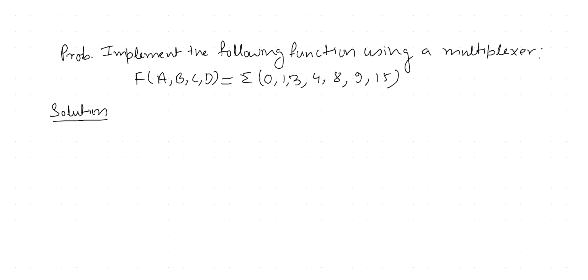In this problem, the function is f of ABCD. So here there are four variables, four inputs A, B, C, D. These are the input, and this summation sign indicates that the function is in its min term, or you can say the SOP, sum of product. So here in this case, whatever the points 0, 1, 3, 4, 8, 9, and 15, on these points the function value will be 1.